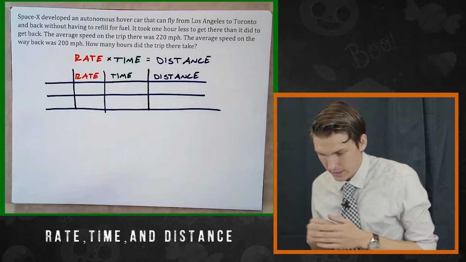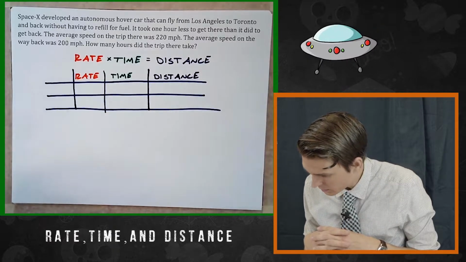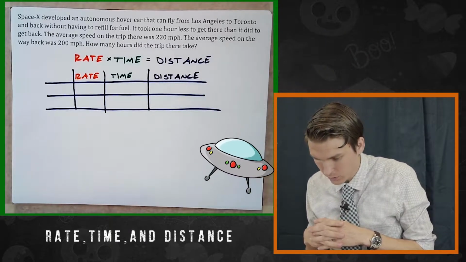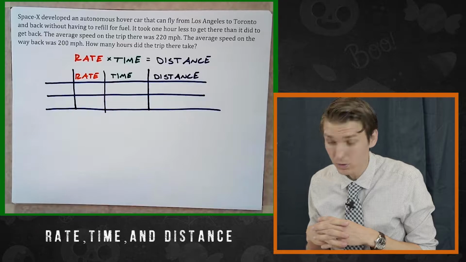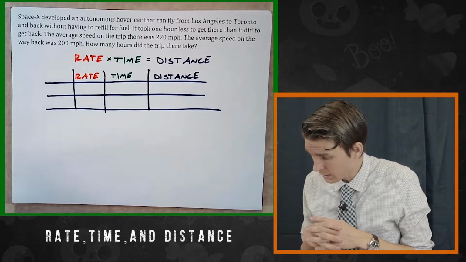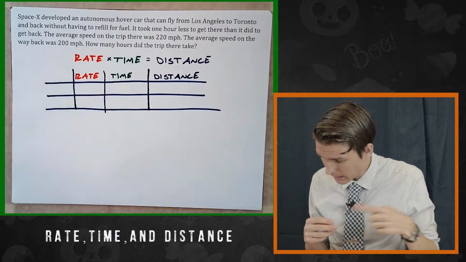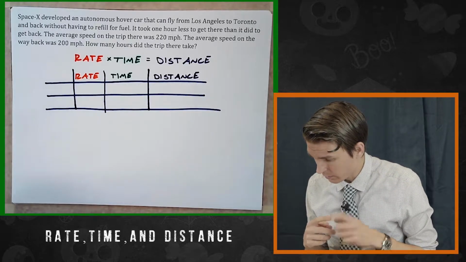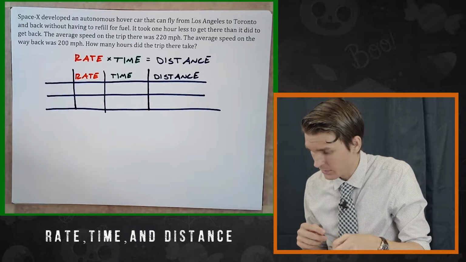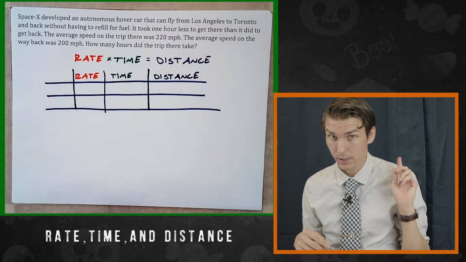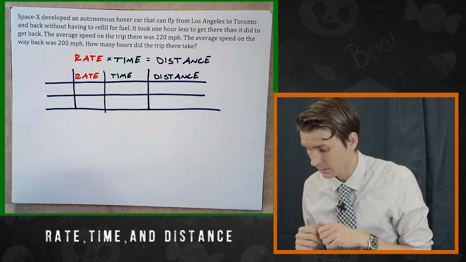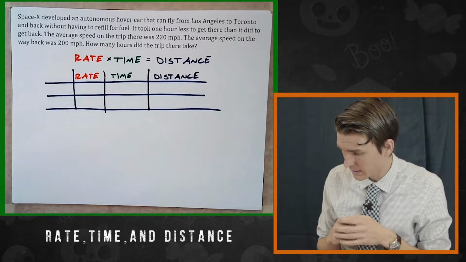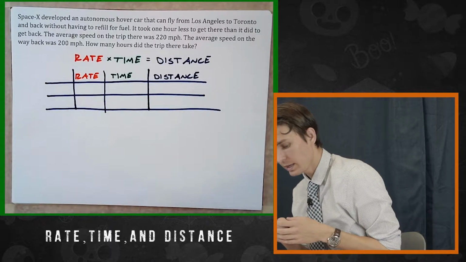Let's see. SpaceX developed an autonomous hover car that can fly from Los Angeles to Toronto and back without having to refill for fuel. Ooh. It took 1 hour less to get there than it did to get back. The average speed on the trip there was 220 miles per hour. The average speed on the way back was slower at 200 miles per hour. How many hours did the trip there take?